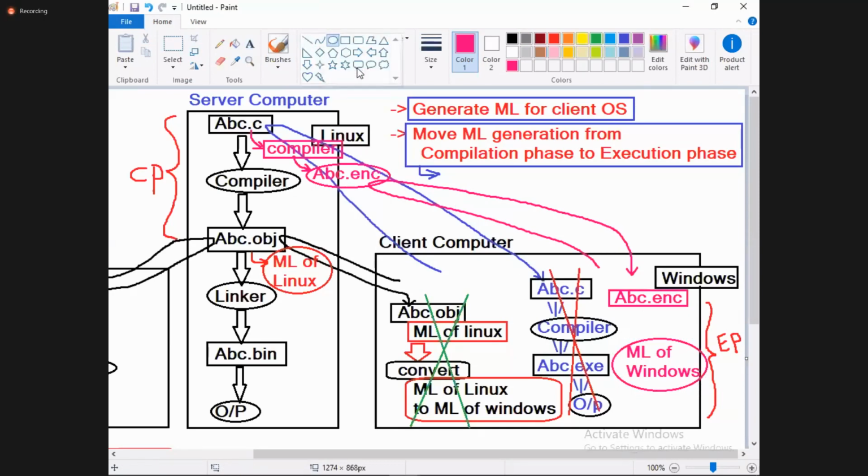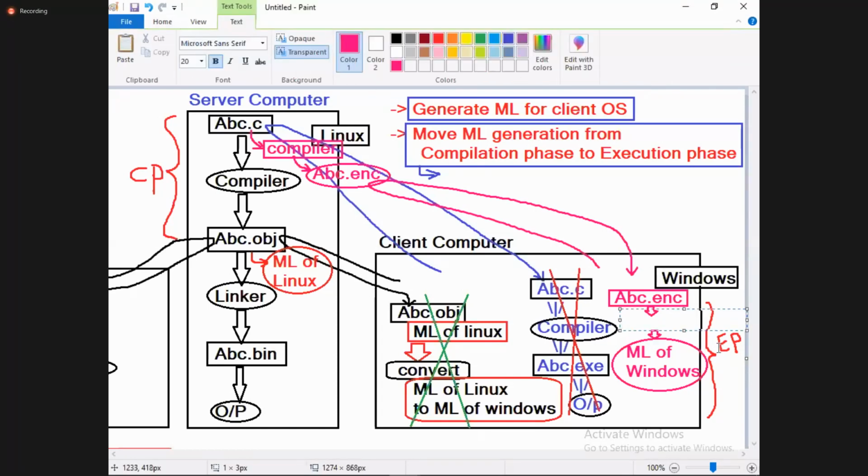Tell me, in a client computer, what are you doing? Are you compiling or are you executing? Executing. Executing means the complete code you need to translate to machine language? No, not required. Only whatever part I need to execute, that much only. That means the part you want to translate. What do I need to use? Interpreter. So interpreter is the another translator you need to take.